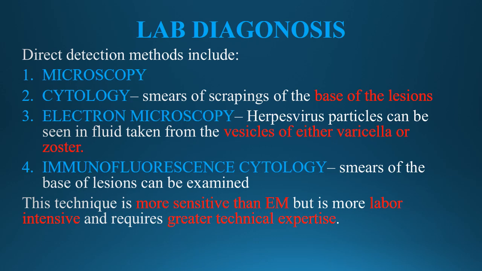In electron microscopy, herpesvirus particles can be seen in fluid taken from the early vesicles of either varicella or zoster. They cannot differentiate between herpes simplex virus and varicella zoster virus. Immunofluorescence cytology: the smear of the base of the lesion can be examined by immunofluorescence cytology. This technique is more sensitive than electron microscopy, but it is more labor intensive and requires greater technical expertise.